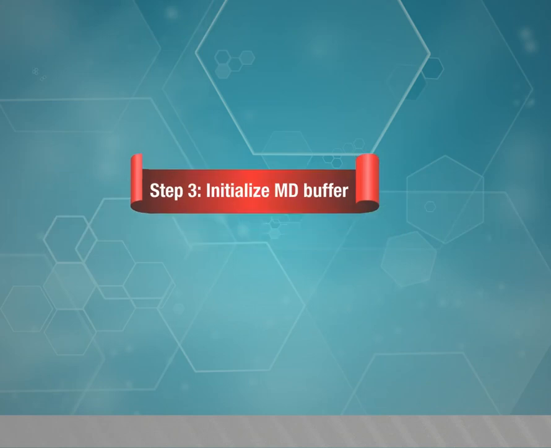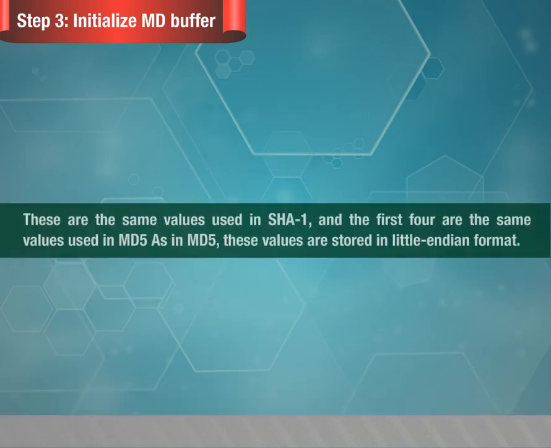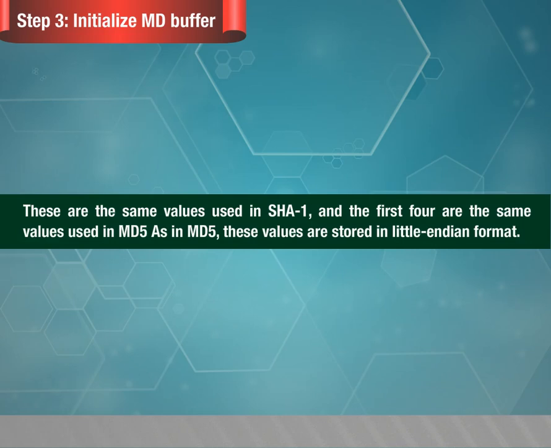Step 3. Initialize MD buffer. A 160-bit buffer is used to hold intermediate and final results of the hash function. The buffer can be represented as 5 32-bit registers A, B, C, D, E. These are the same values used in SHA-1, and the first 4 are the same values used in MD5. These values are stored in little endian format.